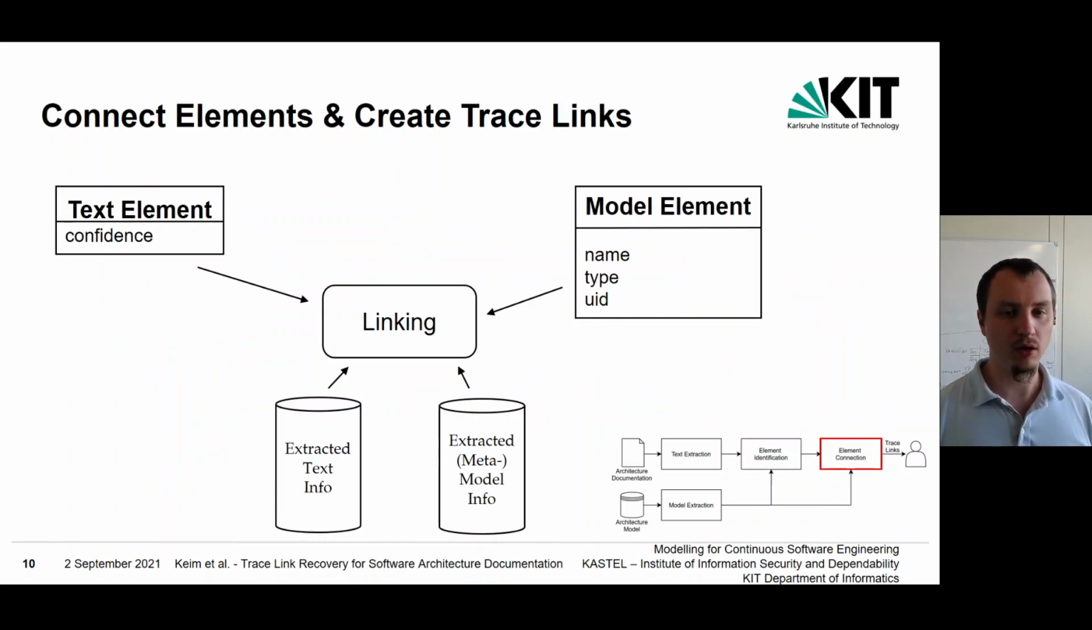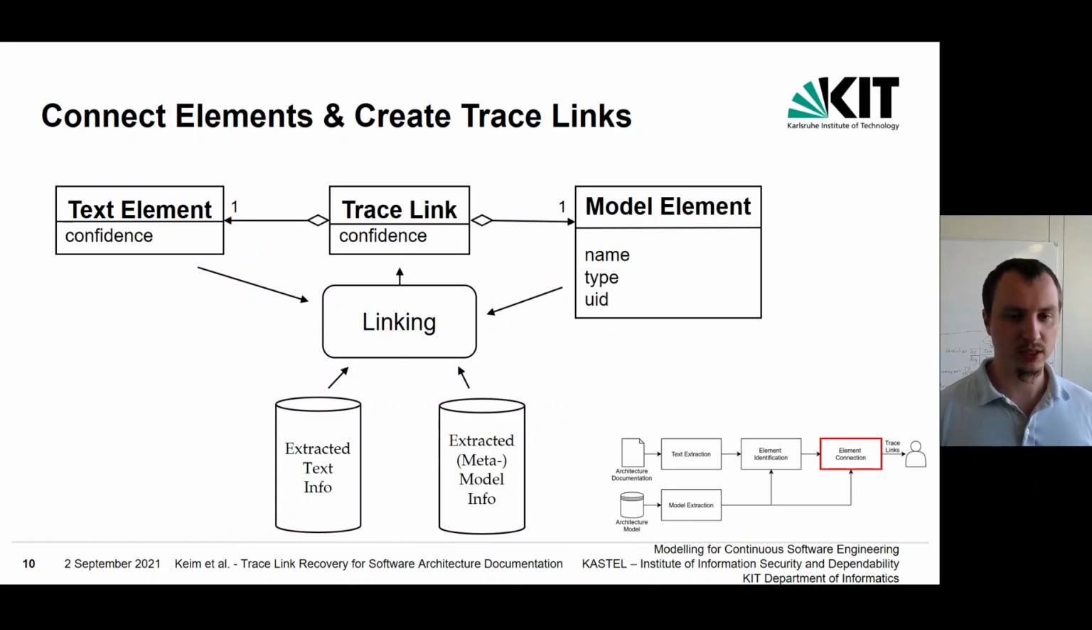Lastly, we combine all previously extracted information and we link the text elements and model elements. Here we use different heuristics again. For example, we compare the terms of underlying mentions or we compare type information, etc. As a consequence, we create tracelinks and calculate an overall confidence for each tracelink based on the used heuristics and confidence of the used information.